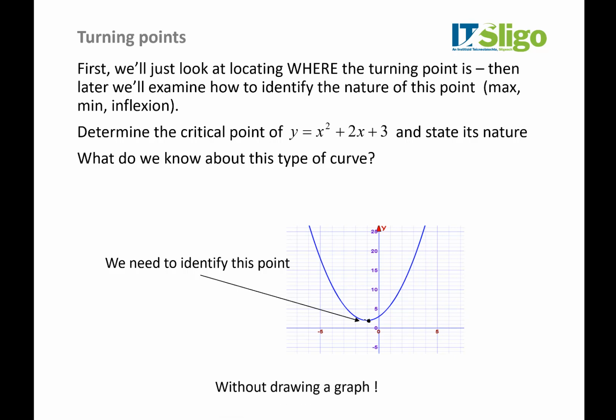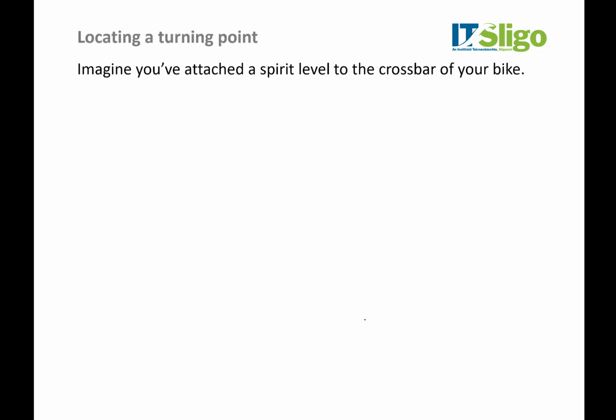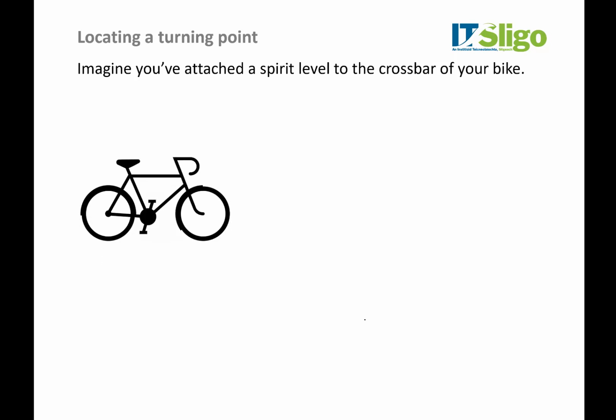And ideally we want to do it without drawing a graph, because as we've already learned, drawing graphs can be quite tedious, and there can also be the potential for significant error depending on the level of accuracy that we're looking for. So just to give you a quick visual picture of what we're trying to do, imagine you've got a bicycle and you've attached a spirit level to the crossbar of your bike. So here's your bike, and we're tying a spirit level to the crossbar there.